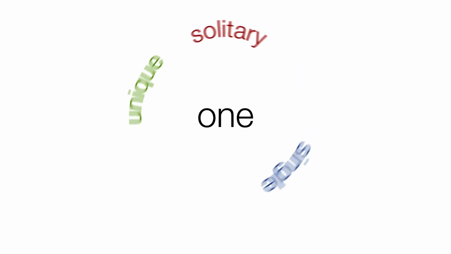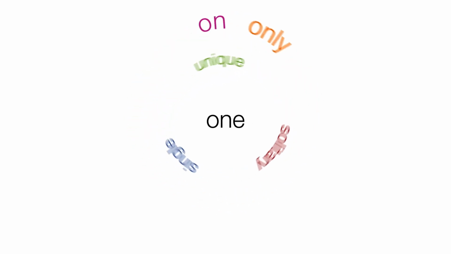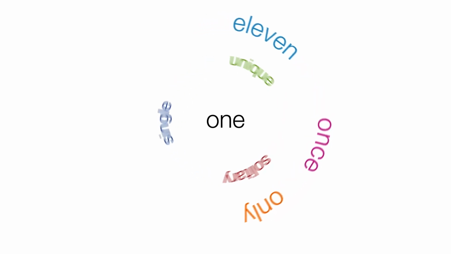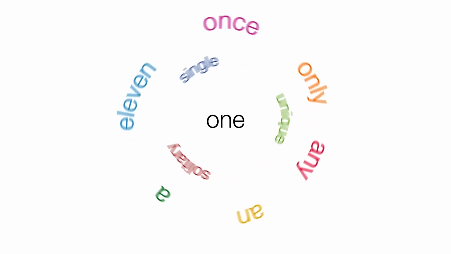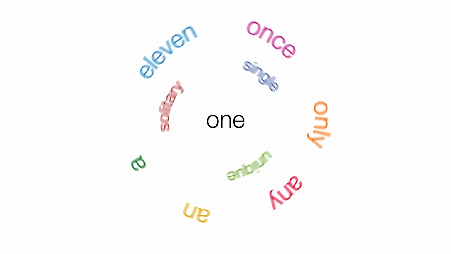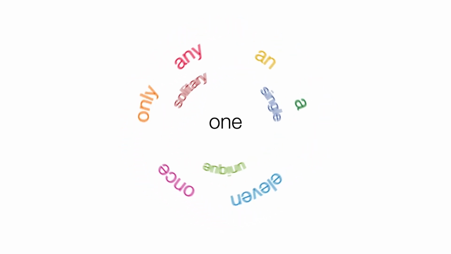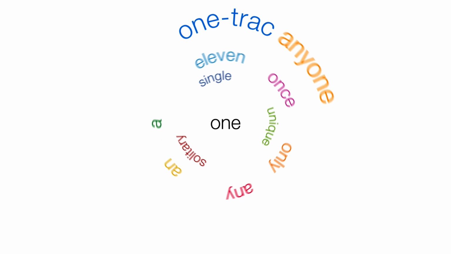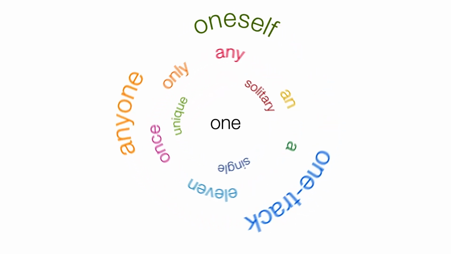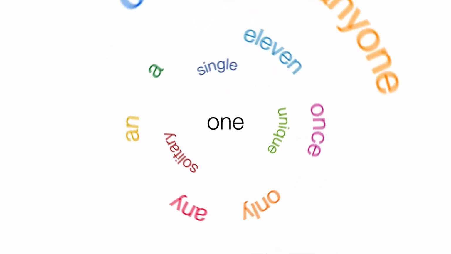First, we need to check in with what it means. Unique, single, solitary. One's historical layers include its relatives only, once, 11, and even n, and any. But it's the morphological relatives, the ones that share the base one, that are really astonishing. There are the familiar ones like anyone and one track and oneself. Those are obvious. But let's take a look at some unexpected derivations of the word one.